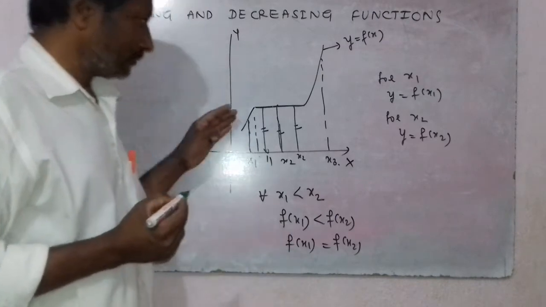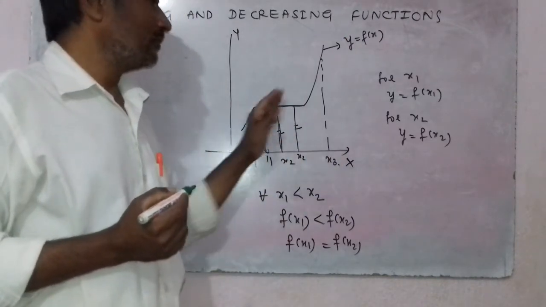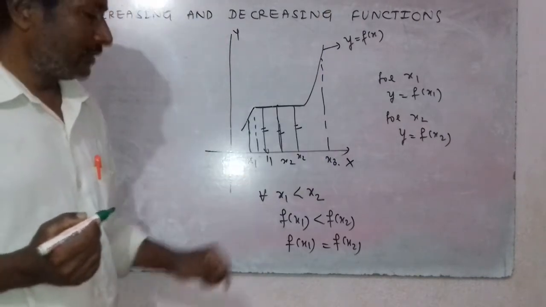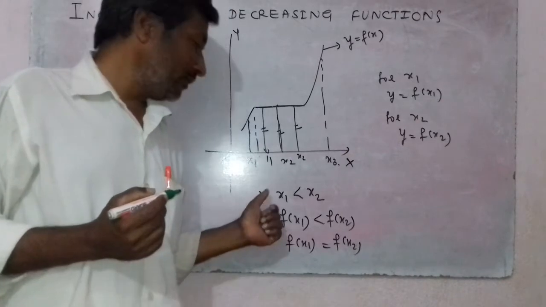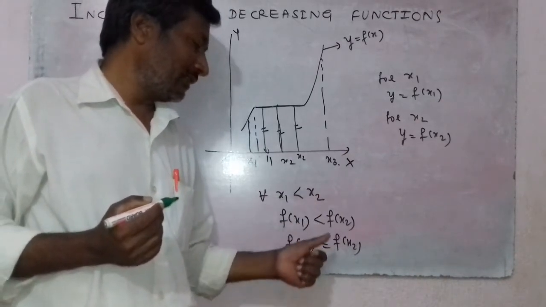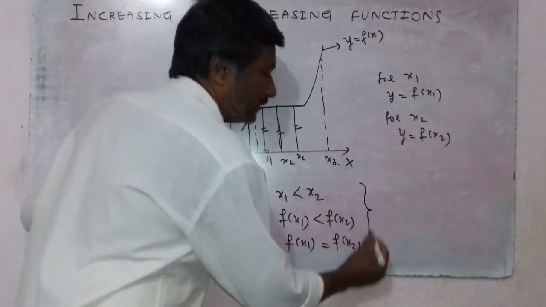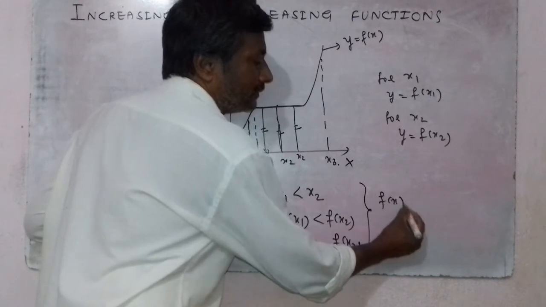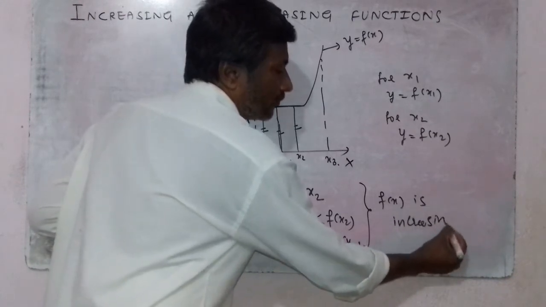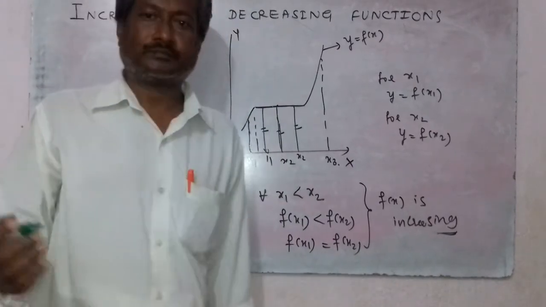So naturally, by visual inspection, we can say that this is an increasing function. Mathematically we can show that for all x1 less than x2, f of x1 is less than or equal to f of x2. So therefore f of x is an increasing function. Yes?